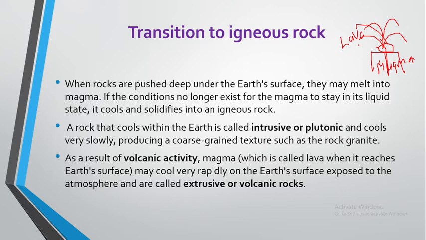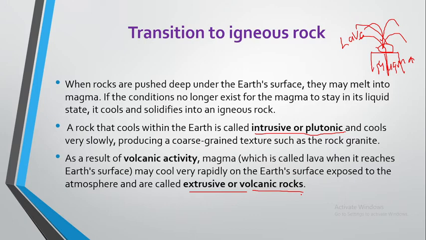Igneous rocks are of two types. One is intrusive igneous rock, also known as plutonic igneous rock. The other is extrusive igneous rock, which may be called volcanic rock. So we can simply define igneous rock as two types: intrusive or plutonic, and extrusive or volcanic. Then what is intrusive rock? In some cases, the rock that cools within the earth itself is known as intrusive.